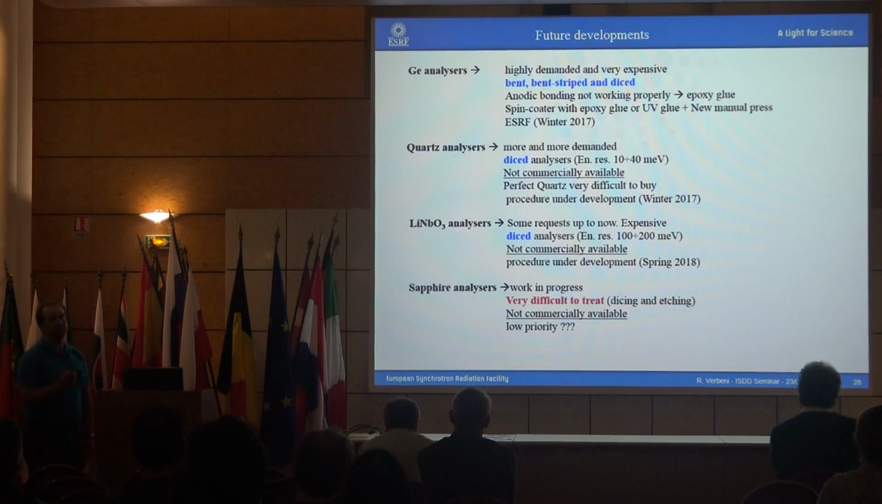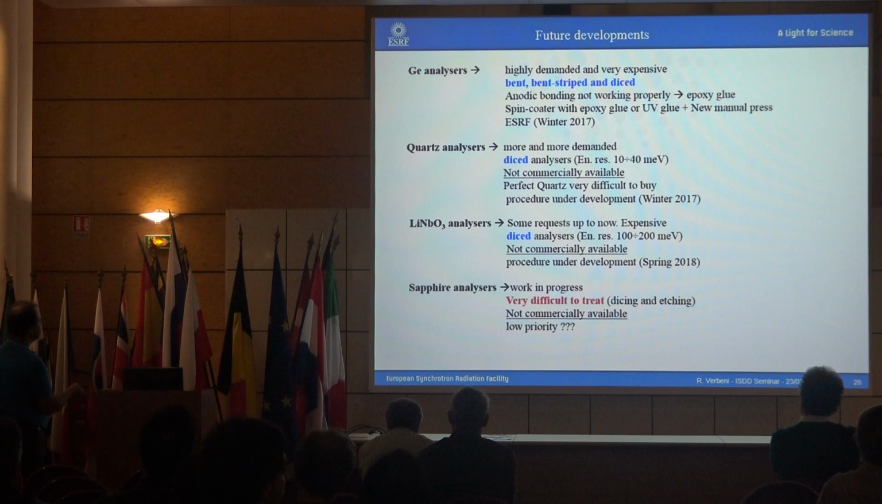So now, future developments. This is our R&D project. The most urgent here is for a germanium analyzer. These are highly demanded and very, very expensive. Expensive because the price of germanium is very high, and also because it's quite difficult to treat germanium. It's very easy to break. It's very fragile. So the community is asking for bent stripe and diced analyzers.